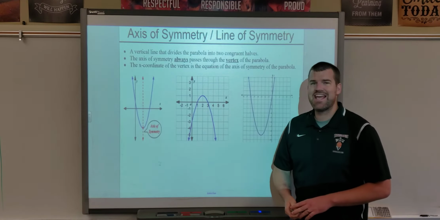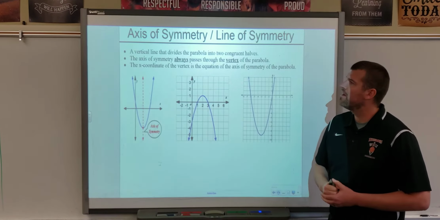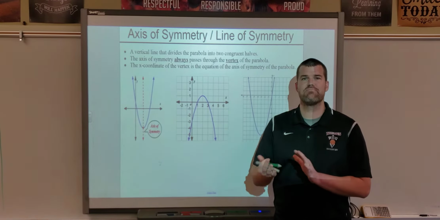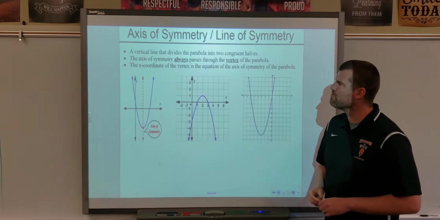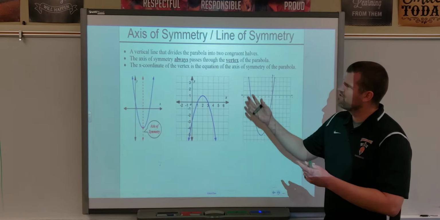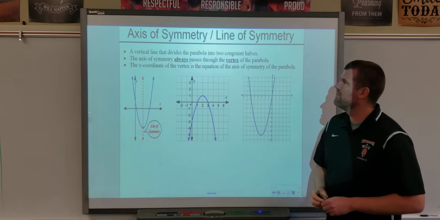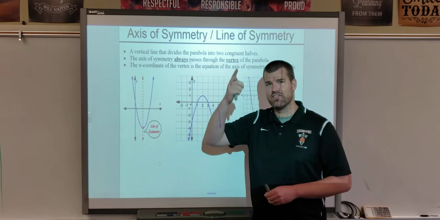The next one is called the axis of symmetry, or sometimes we call it a line of symmetry. And you probably remember from previous classes that symmetry means it's symmetrical. So it's basically a mirror image or a reflection. So I'll just read this here: a vertical line that divides the parabola into two congruent halves. So our axis of symmetry will be a line that goes up and down.